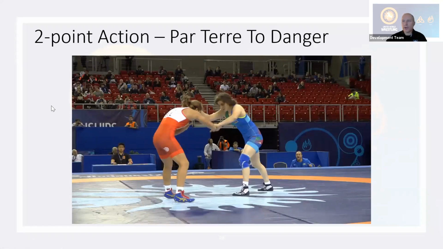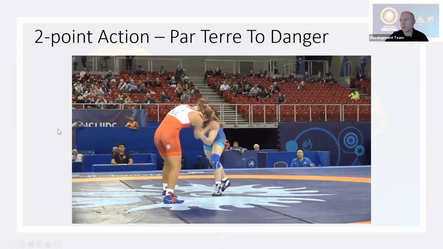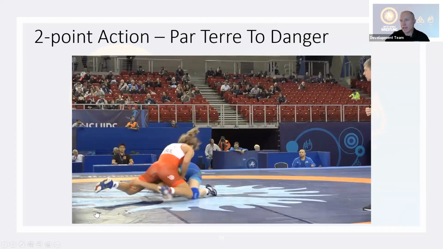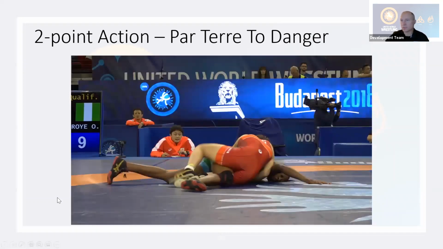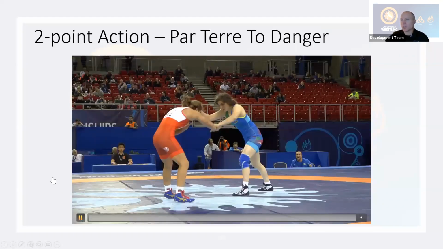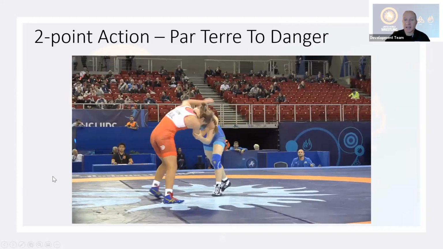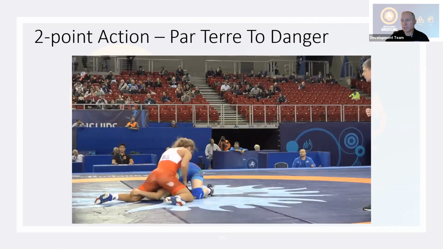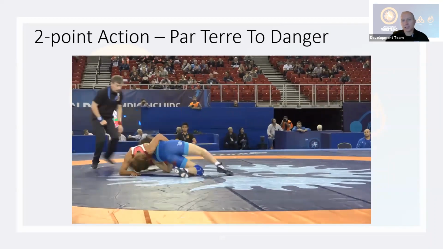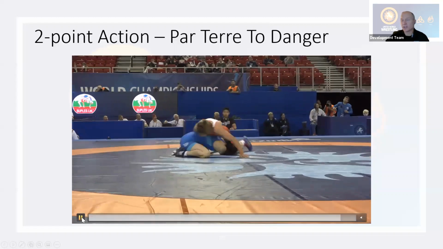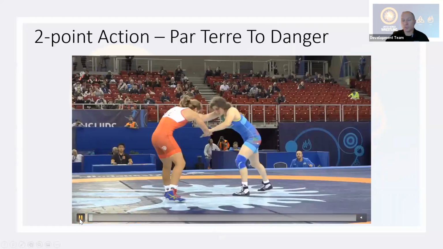The next one here, 2-point action, is really anytime we have actions that start in par terre and go to danger. So here's a good example of, blue is going to make a leg attack. So at this point, we're now in the par terre position. Oops, I'll go back here, sorry. So blue makes a leg attack, and now they're in the par terre position here. And now red makes an action, gets her past that 90-degree angle. So she is going to score 2 points in this situation.